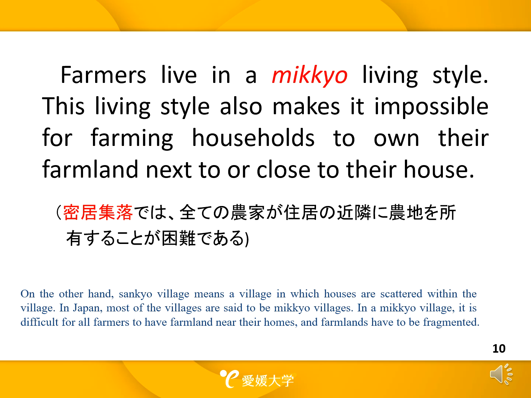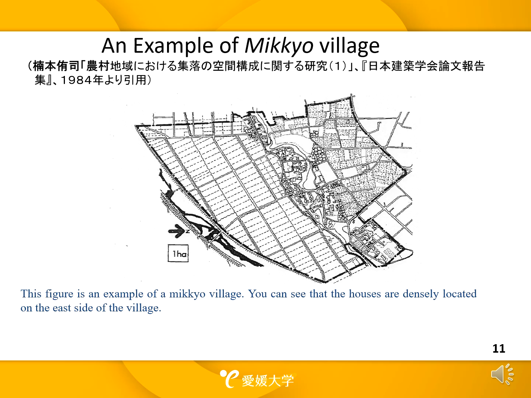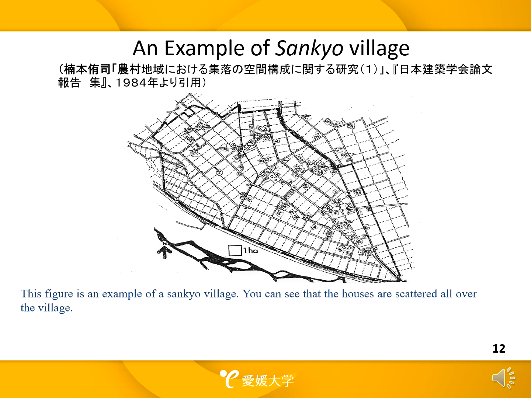In a Mikyo village, it is difficult for all farmers to have farmland near their homes, and farmlands have to be fragmented. This figure is an example of a Mikyo village. You can see that the houses are densely located on the east side of the village. This figure is an example of a Senkyo village. You can see that the houses are scattered all over the village.